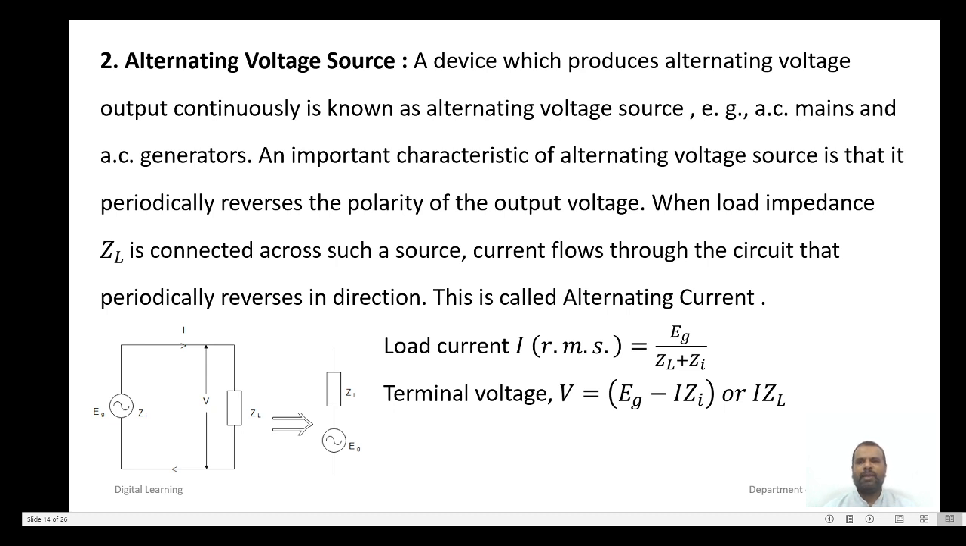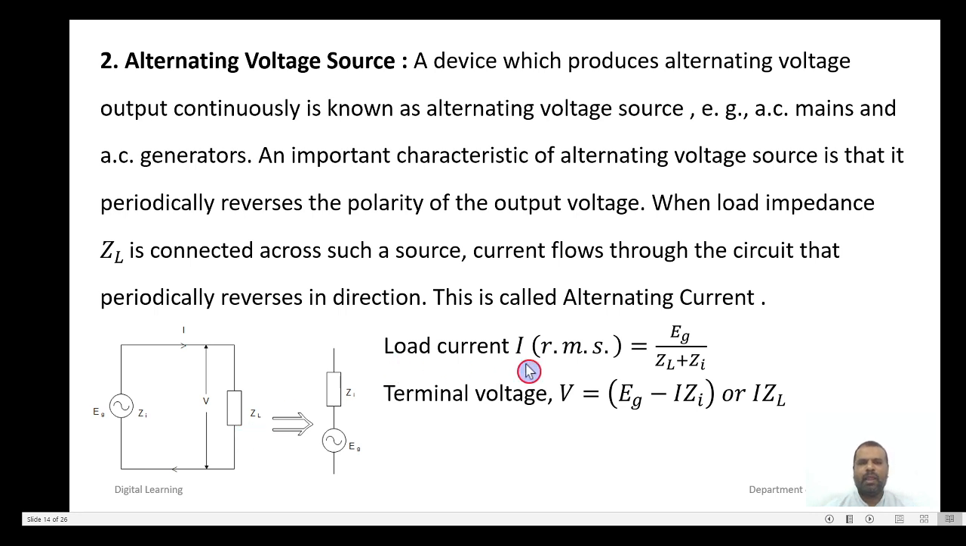When load impedance ZL is connected across such a source, current flows through the circuit that periodically reverses in direction. This is called alternating current. The simple circuit is as shown in the circuit diagram: an alternating power supply, the internal resistance of that power supply, current I, and the load impedance ZL.